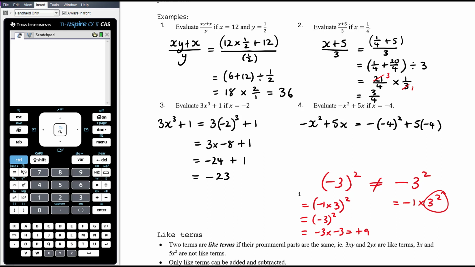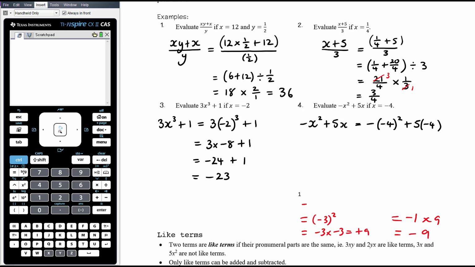Now the order of operations tells me I do the powers first, so that's negative 1 times 9, and so this one is negative 9. So it's really important that if you mean this, you write this, but if you mean this, you write this, because they're different, okay? They're not the same thing.